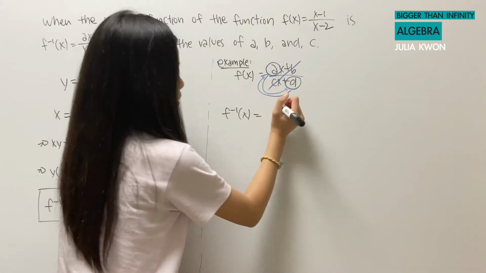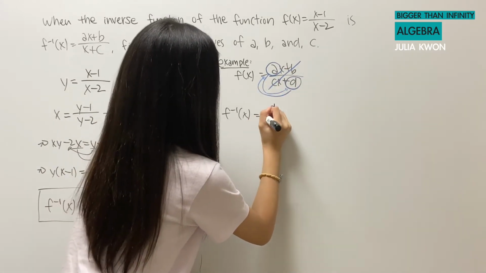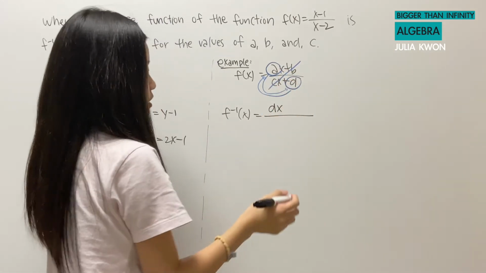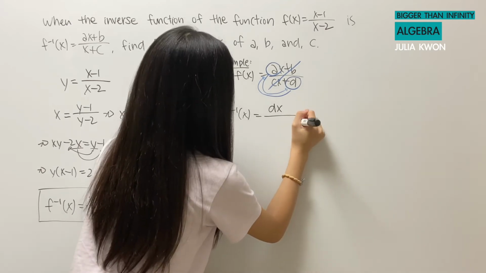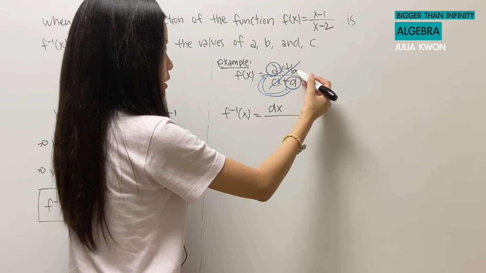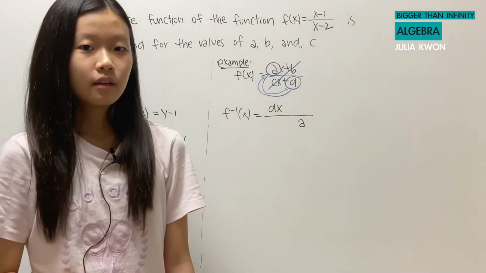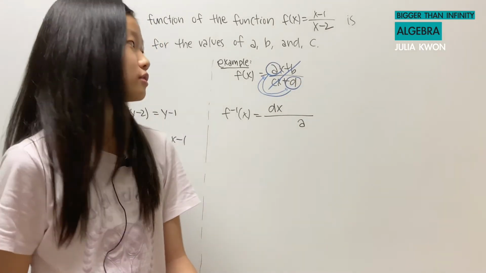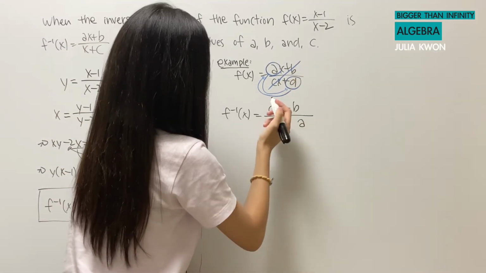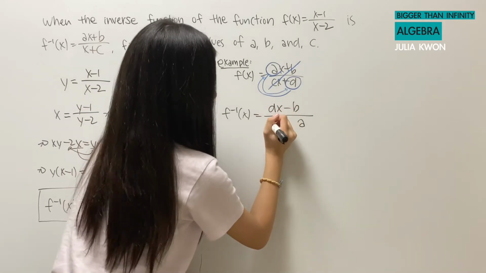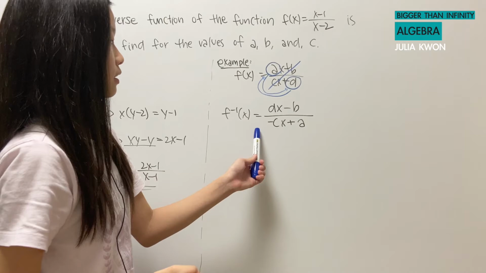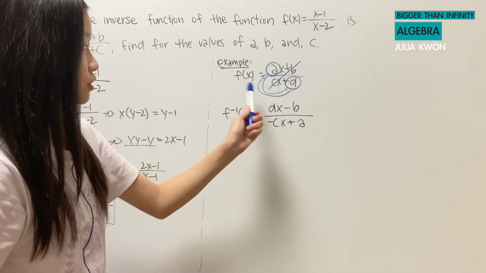So that will be dx, the x will stay, and a here. Then what will happen to the b and the c is that just the signs will change. So here the signs will change into a negative sign since it's positive right now, and the same for c as well. So this would be the inverse function of this function.